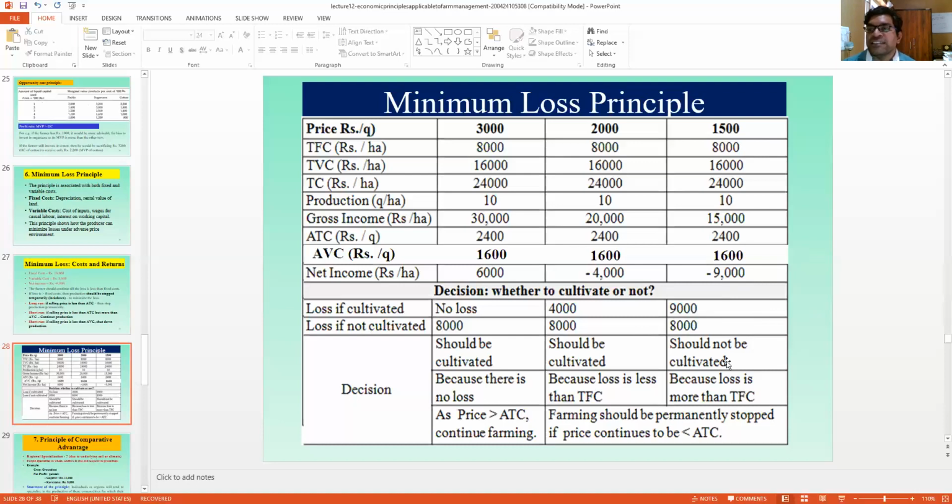Now look at ATC and AVC. Price is 1,500. ATC is 2,400. AVC is 1,600. So the selling price is less than ATC. The selling price is less than AVC. So the farmer should stop production. So this is your shutdown price. Shutdown price is what? The selling price, if it is less than AVC. That is what is called the shutdown price.